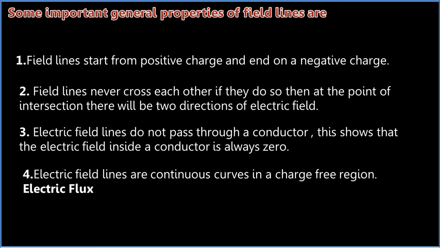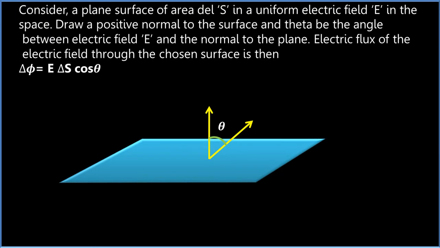Electric flux. Consider a plane surface of area del S in a uniform electric field E in the space. Draw a positive normal to the surface and let theta be the angle between electric field E and the normal to the plane. Electric flux of the electric field through the chosen surface is then del phi is equal to E del S cos theta.